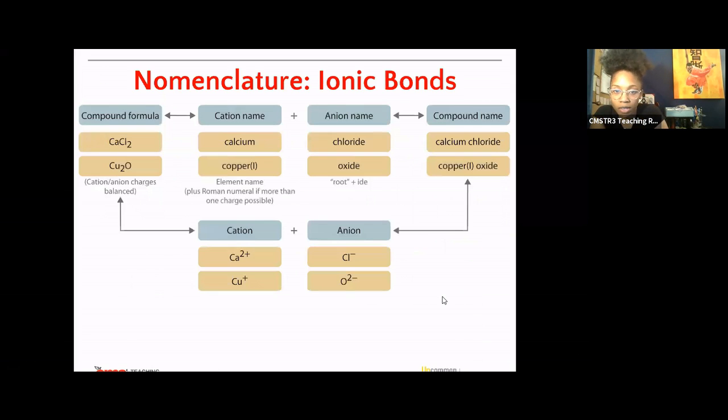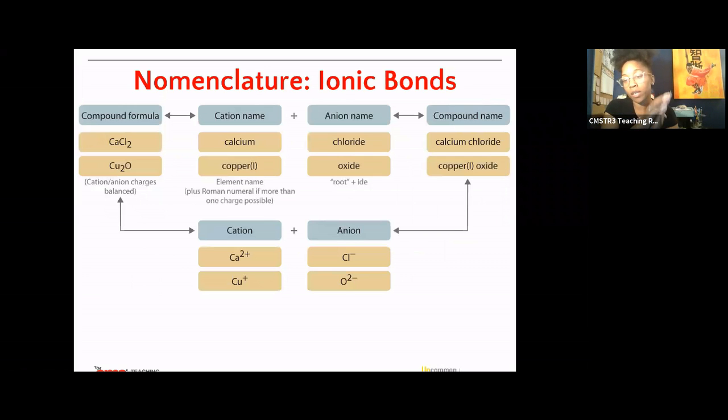So we just talked about this. Now we need to talk about how to name them. This flow chart looks a lot more complicated than it is. All you need to do, if it gives you a formula and wants you to write the name of it, is think about the two pieces that we've already talked about. You have to be able to identify if it's a metal or a non-metal. Therefore, it'll tell you if it's ionic or covalent.